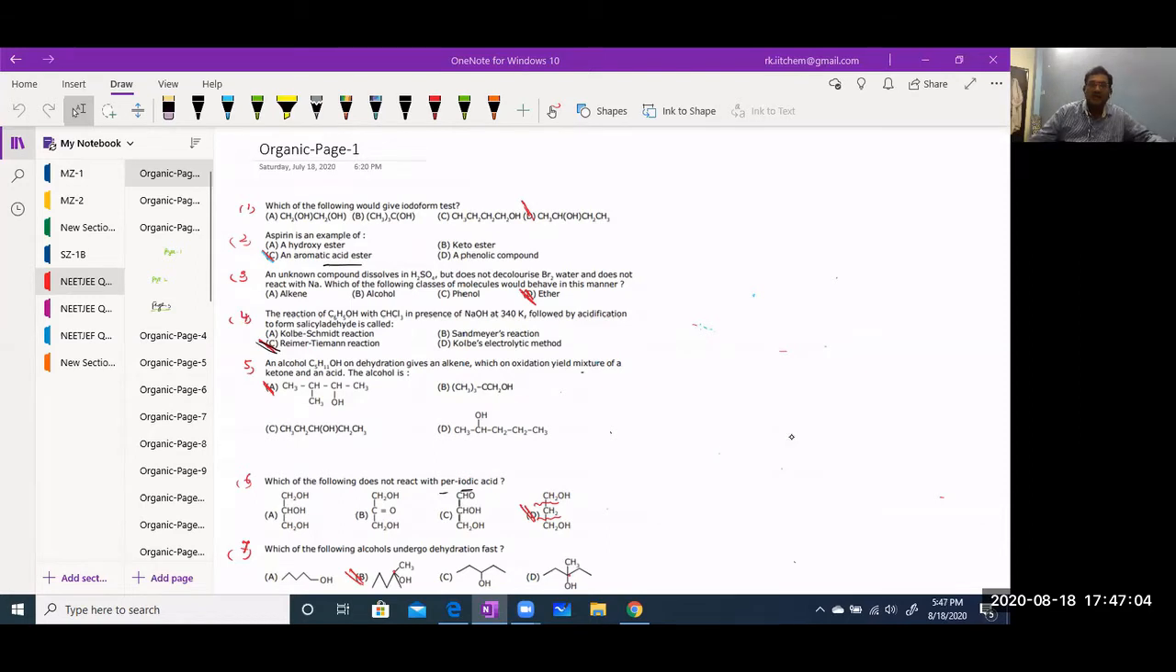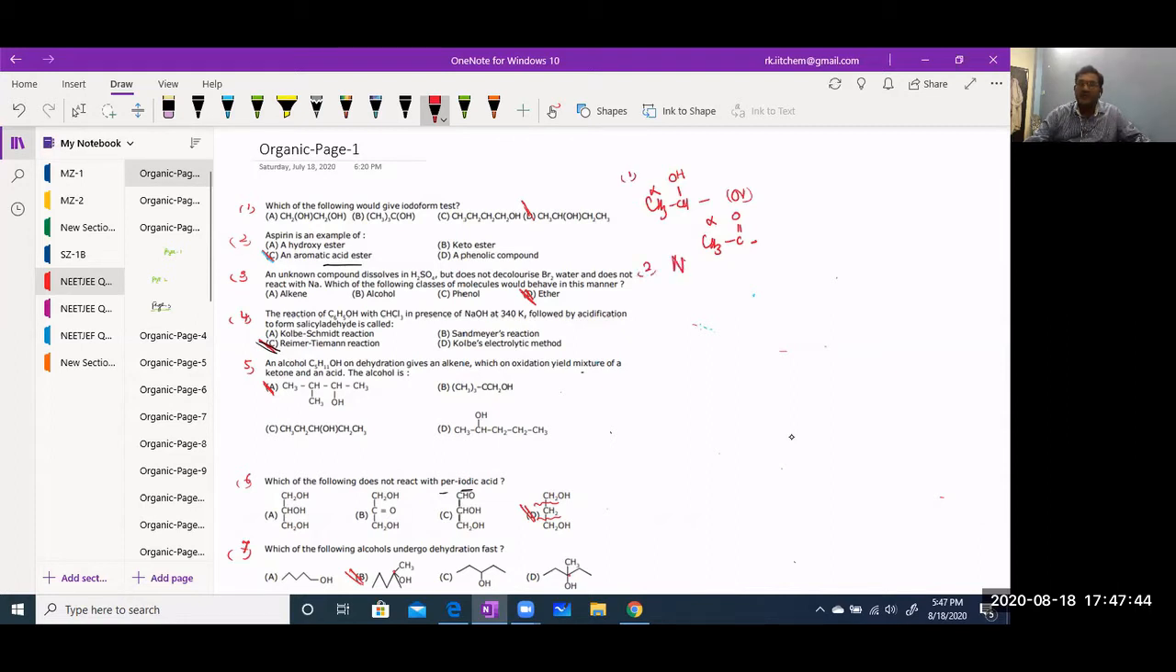So, listen. The first question is, which of the following gives the haloform test? See, children, I'll tell you the concept here. That is nothing but it should have a CH3CHOH group, or it should have a CH3C=O group. That means it should contain an alpha methyl group. That's okay, children. This is the first point to give the haloform test.